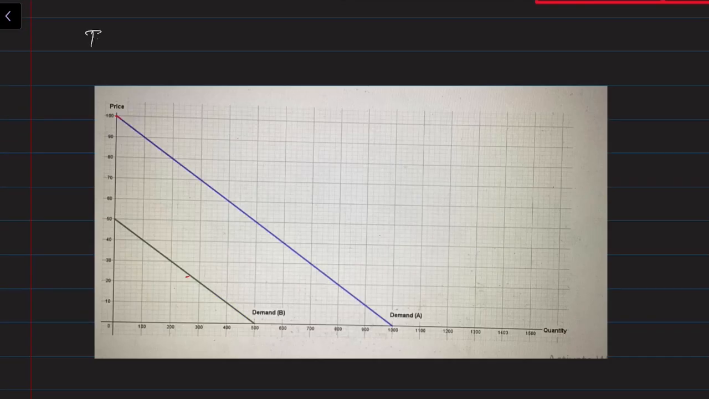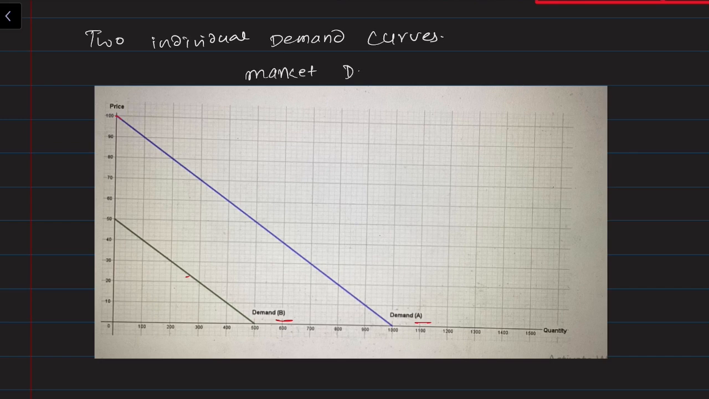Let's consider two individual demand curves. Here in the graph you can see that there are two demand curves, the blue line and the green line, for the same quantity at different places, place A and B. So now the question is, how do we find the market demand curve?